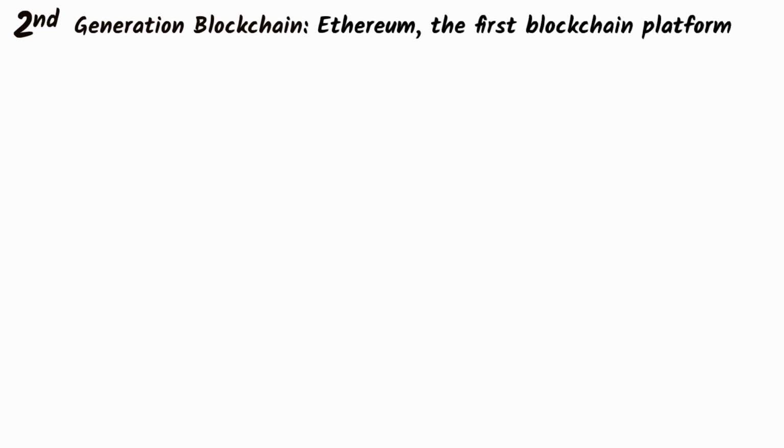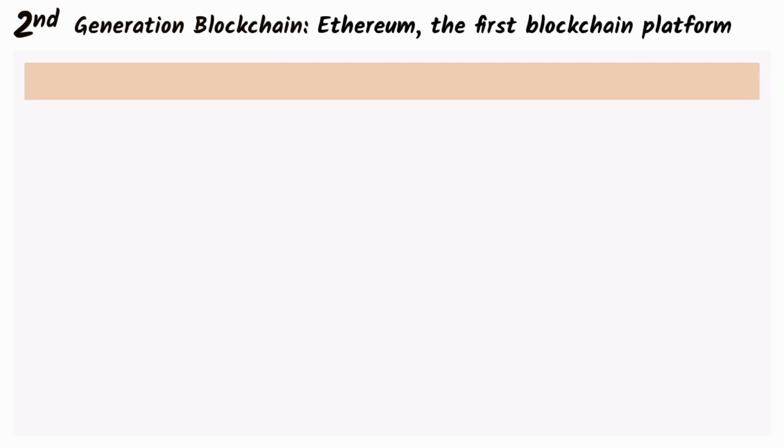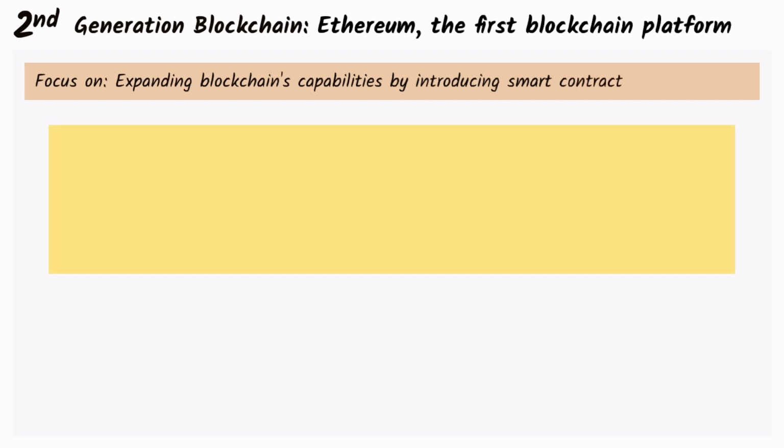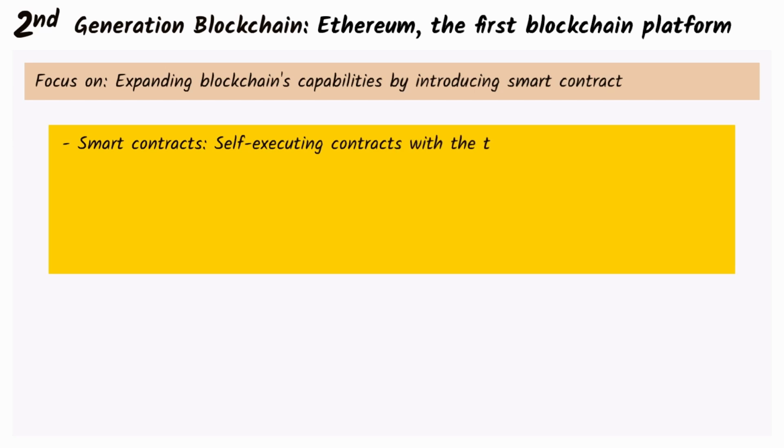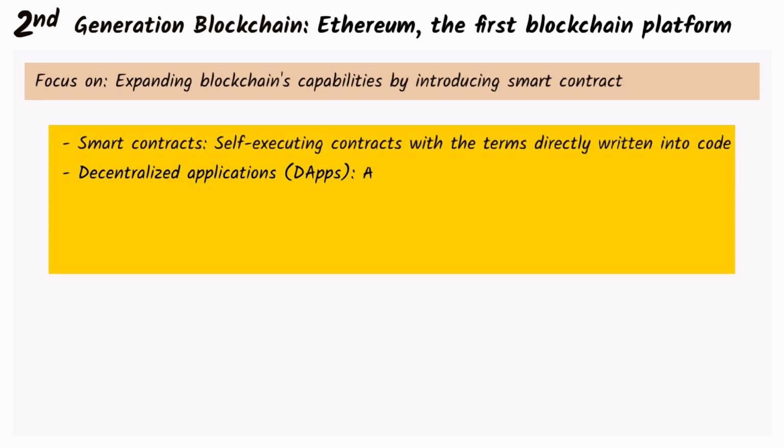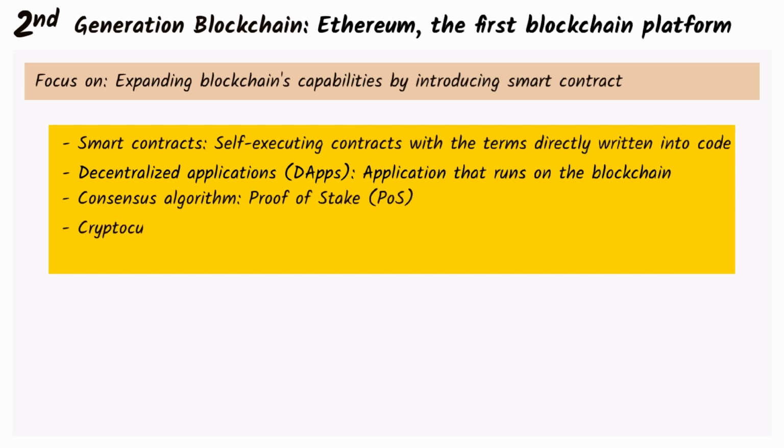Second generation blockchain, Ethereum, the first blockchain platform. Then, the second generation of blockchain technology was spearheaded by the creation of Ethereum in 2015 by Vitalik Buterin and his team. This generation expanded blockchain's capabilities by introducing smart contracts, self-executing contracts with the terms directly written into code, and decentralized applications, dApps, applications that run on the blockchain. Consensus algorithm, proof of stake, POS. Cryptocurrencies, Ethereum 2.0.